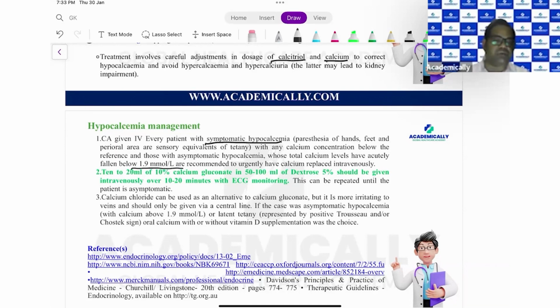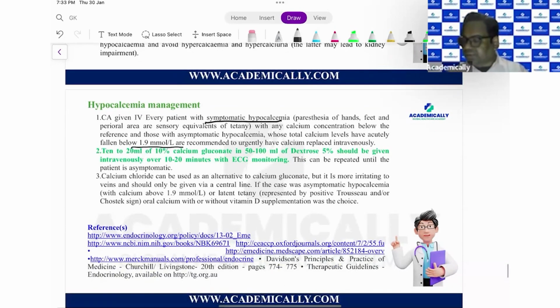How do you give calcium? You usually give 10 to 20 ml of 10% calcium gluconate in 50 to 100 ml of dextrose intravenously over 10 to 20 minutes. You can otherwise give calcium chloride, but it is more irritating to the veins, so you should give it through a central line.